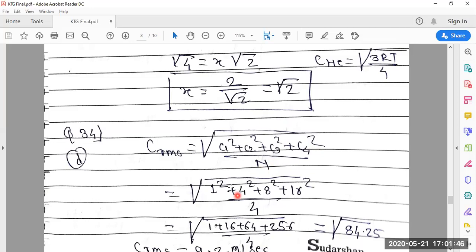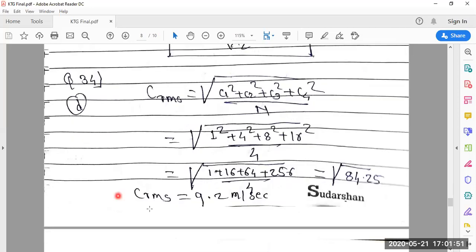So put in the values of the velocities, find the squares, and simplify. We get the RMS velocity of these four molecules. It is 9.2 meters per second. So for question number 34, the correct option is option D.